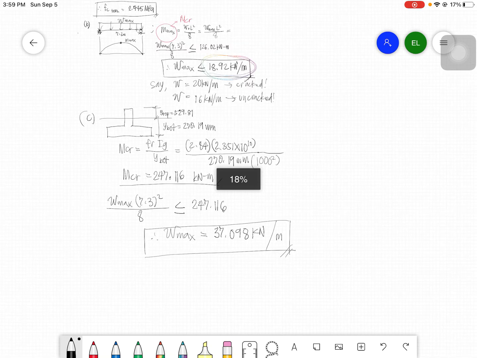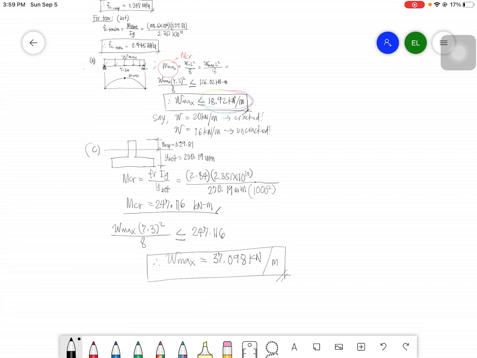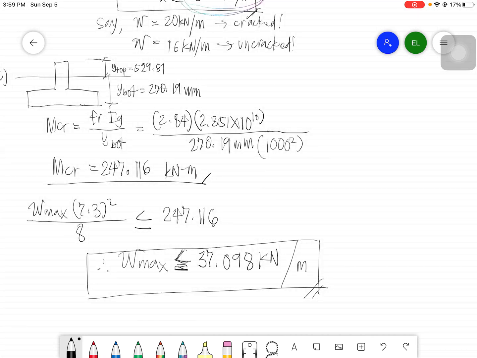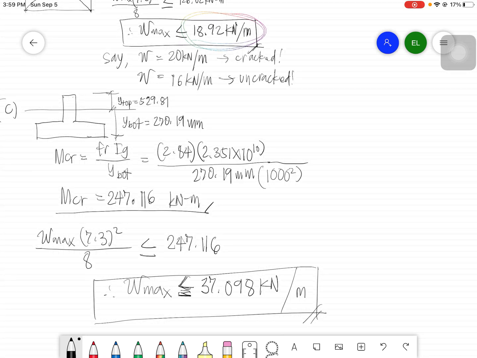Okay, so meaning the inverted T has a greater allowable uniformly distributed load than the T beam. So that is the result now for problem 2.2.